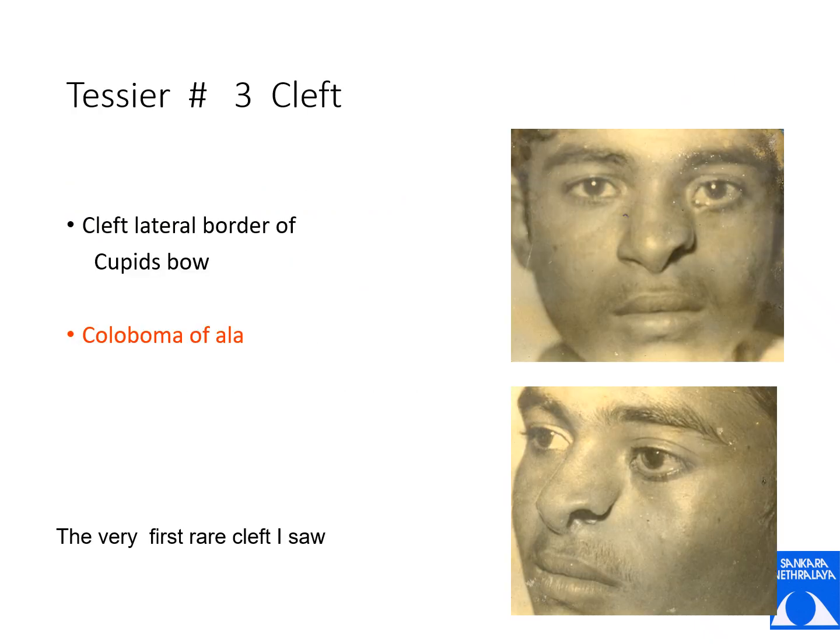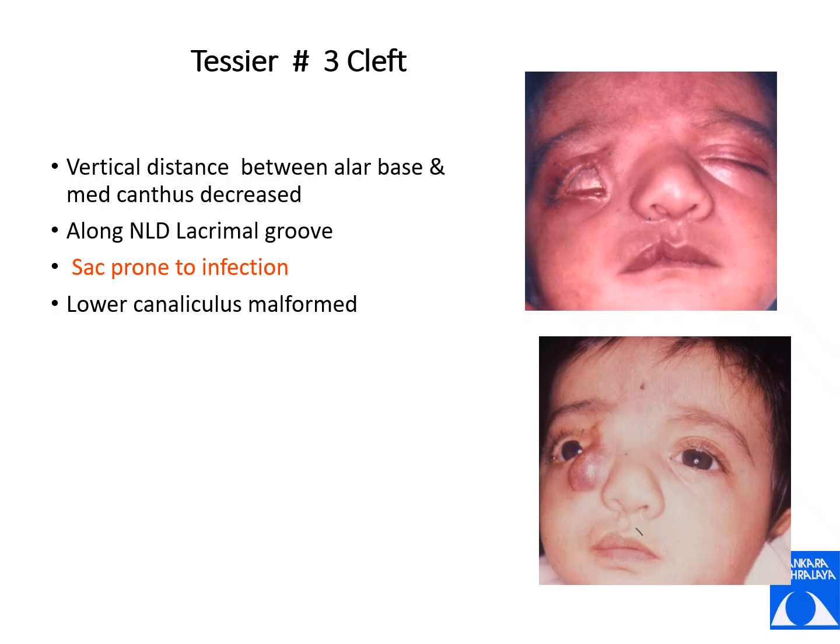Tessier number 3. Cleft lateral border of Cupid's bow. Coloboma of the ala. This is the first rare cleft I saw. Tessier 3. Vertical distance between alar base and medial canthus is decreased. Along the NLD groove there is a defect. Sac is prone to infection. Lower canaliculus malformed.